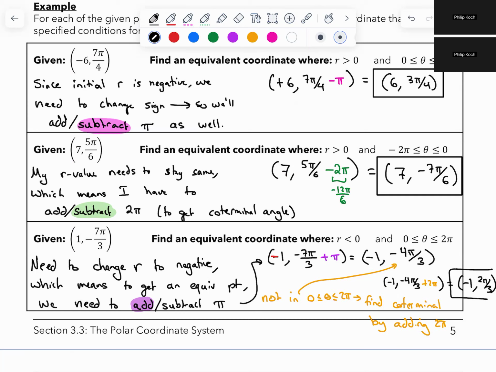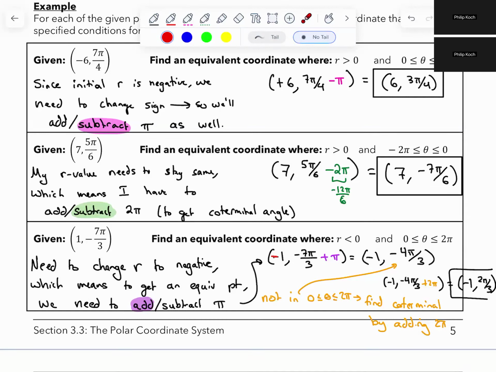And when I do that, I get -1 comma -4 pi over 3. But that's not in the desired interval, so we need to do something else. I don't want to change my R value, because if I do that, my R value will be positive. So I have to find another equivalent point. This time I'll use coterminal angles, because I'm going to keep my R value negative. The only way to find another point would be to add or subtract 2 pi. We're not going to subtract, because that would get me further away from the desired interval. So I'll add 2 pi, and when I do that, I get -1 comma 2 pi over 3.